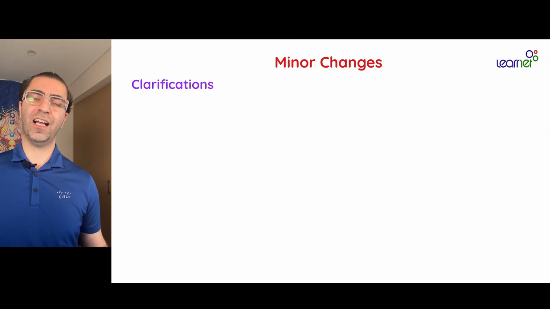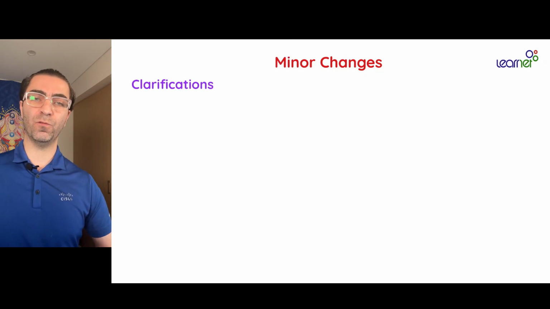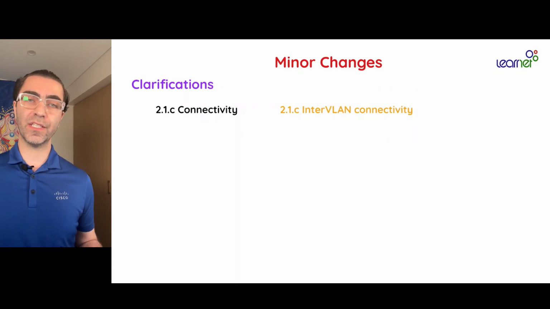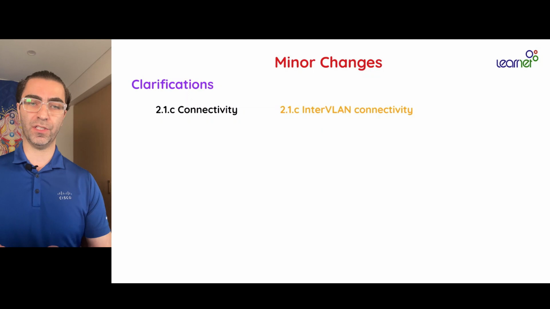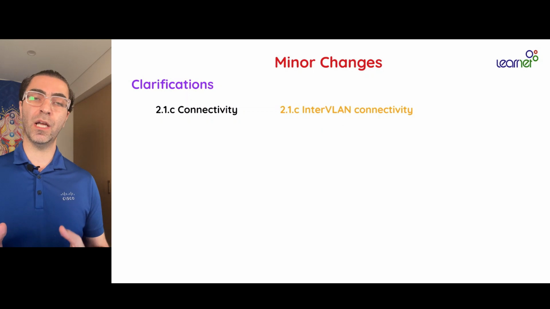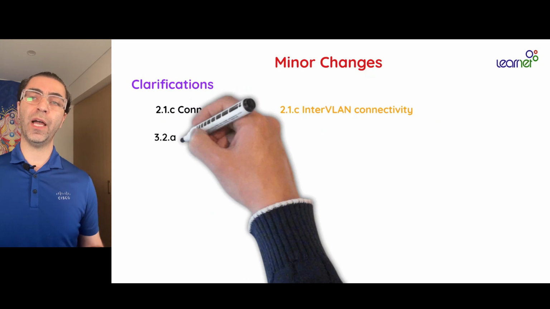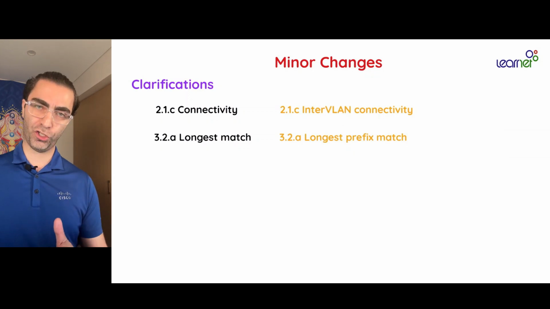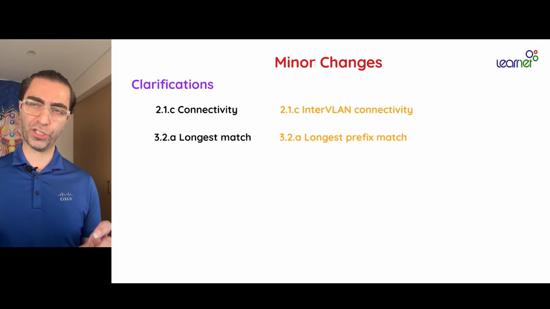Clarifications are the changes where they added some words to a specific topic and made it more clear. Like for 2.1c, instead of connectivity, they mentioned inter-VLAN connectivity, which is a VLAN topic. So you know that they mean how you can communicate between different VLANs when you have different VLANs with different subnets in a LAN. Or for 3.2a, instead of longest match, they mentioned longest prefix match. Same thing, but a bit more descriptive.